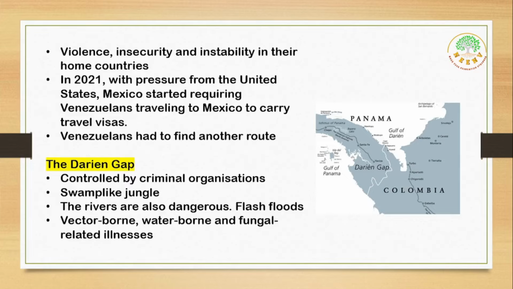So, seeing all of this, in 2021, a rule was brought in saying that Venezuelans who are traveling to Mexico have to carry travel visas. This rule was brought by Mexico because Mexico had become a tourist destination for all these people who were fleeing. So now this route of going to Mexico and from there to the US was stopped. So Venezuelans now had to find another route.